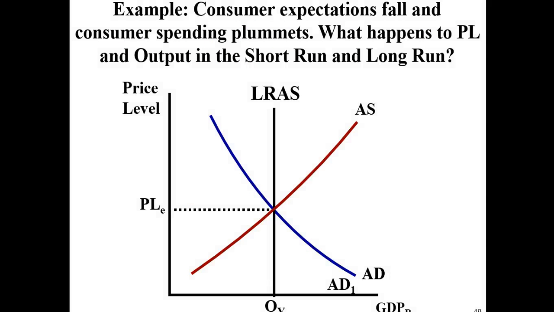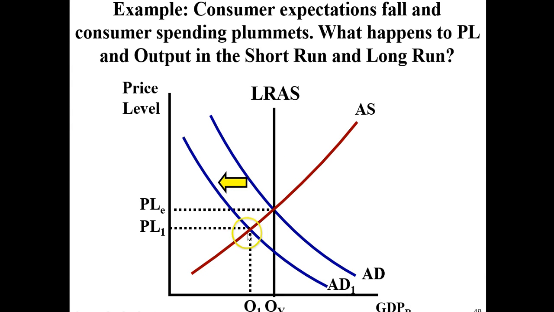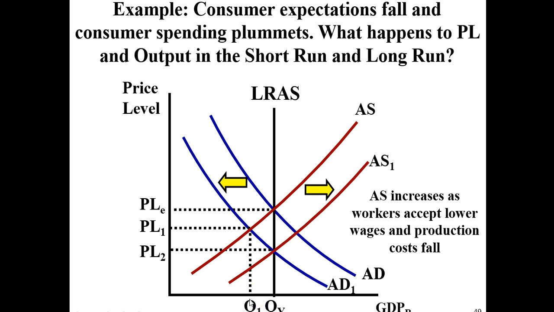And let's look at another short run scenario that goes to the long run. Consumer expectations fall and consumer spending plummets because people don't feel confident in the economy. So what's going to happen in the short run and the long run? So in the short run, we can imagine that aggregate demand curve is going to shift to the left. So here's that shift. The price level falls as a result. And so you've got that decrease in price and quantity. We are below long-run aggregate supply. And we've got that recessionary pressure on the economy.